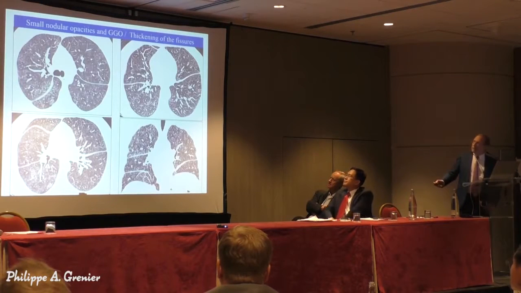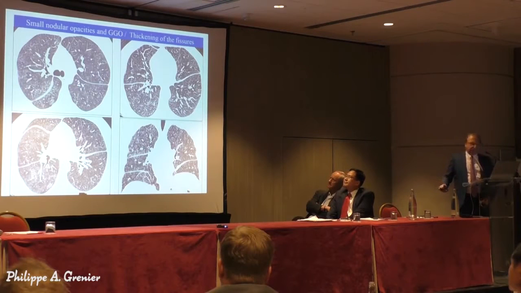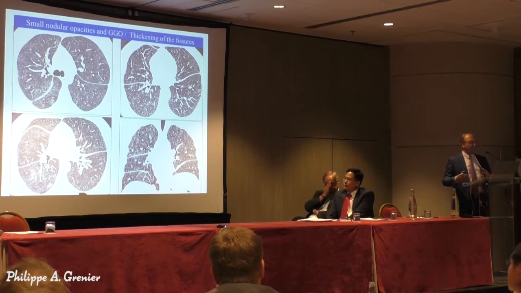More rarely, we have a different pattern. The pattern is made of ground glass opacities. The lung parenchyma appears more gray because there is liquid in the alveoli and interstitium. And we see also very small centrilobular nodular opacities associated with thickening of the fissures. This is due to the accumulation into the alveoli of foamy macrophages, of the histiocytes.